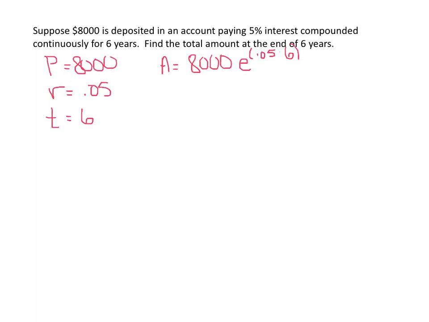You will need to put this into your calculator. When you put this into your calculator, please make sure that you put parentheses around this product. Otherwise, it will multiply this whole thing by 6. So make sure you've got parentheses. So as I enter that into my calculator, the amount that I have is $10,798.87 at the end of 6 years when we compounded continuously.